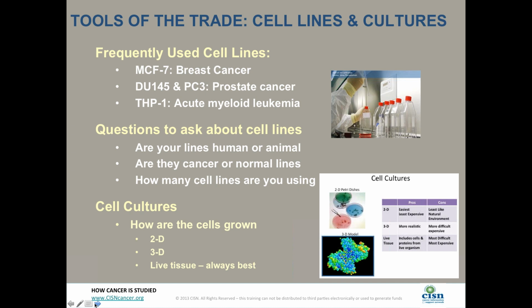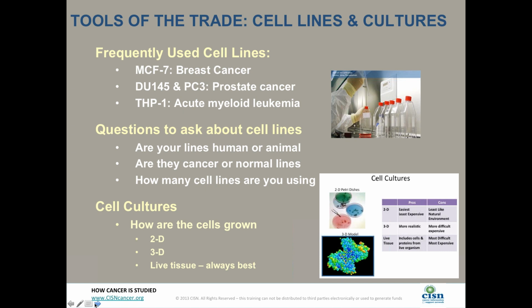Are they cancer cells or normal cell lines? It would be nice to have both. More and more that's happening, but it's been really tough to get normal cell lines. And how many cell lines are they using? The more the better. So not only do you have these cell lines, but somehow you have to keep them in culture. And how are the cells grown?